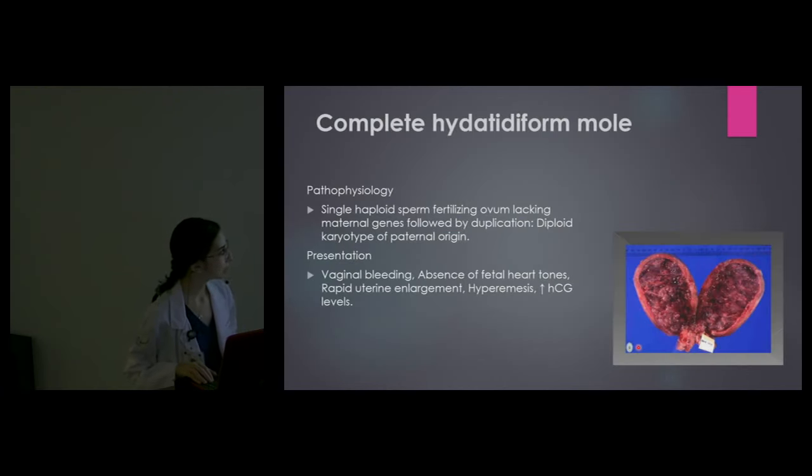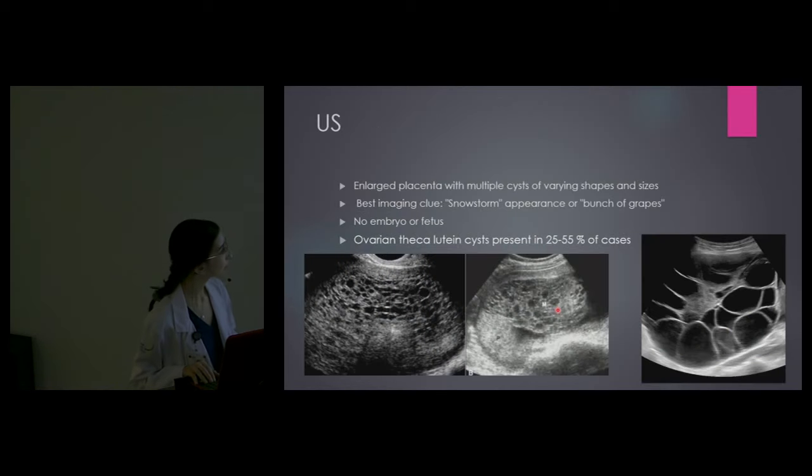The complete hydatidiform mole occurs when a single haploid sperm fertilizes an ovum lacking maternal genes, followed by duplication. And the clinical presentation will be vaginal bleeding, the absence of fetal heart tones, an enlarged uterus, hyperemesis, and elevation of beta human chorionic gonadotropin levels.